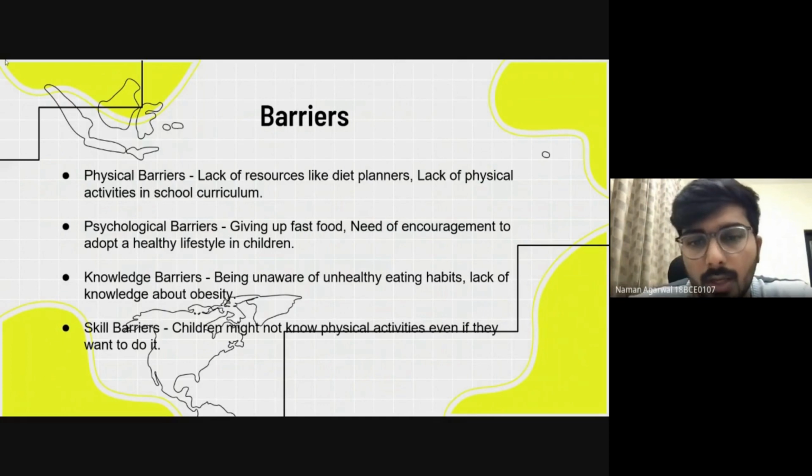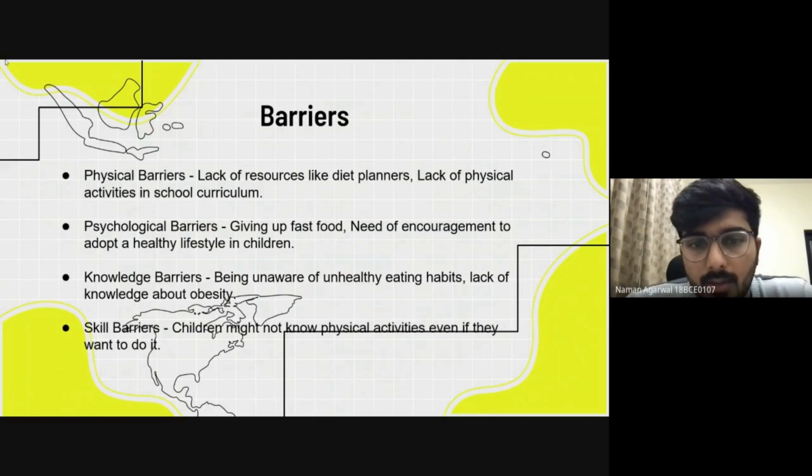On psychological barriers, one barrier could be giving up fast food, because I guess most of the children in their teens love to have fast food, and giving up that for the food fitness program would be another challenge. Another would be encouraging children to adopt a healthier lifestyle, because it could be a tedious task and they might not even be willing to cooperate on a few levels and might disagree on what is being taught to them.